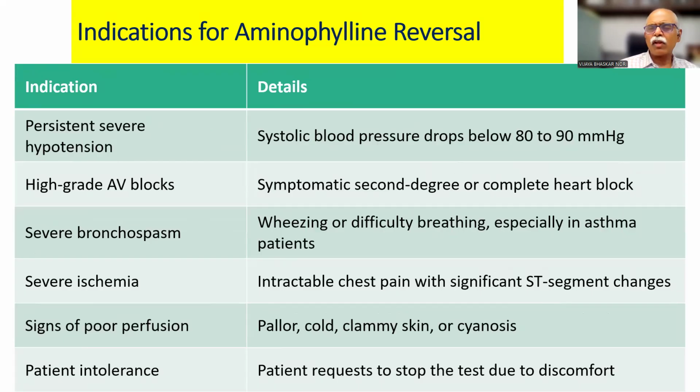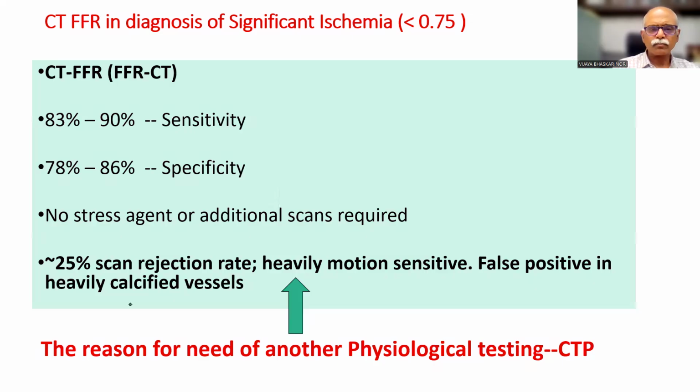And what are the indications for aminophylline reversal? Persistent hypotension, high degree AV block, severe bronchospasm, severe ischemia, signs of poor perfusion, pallor, cold, clammy skin or cyanosis, and patient intolerance to adenosine.